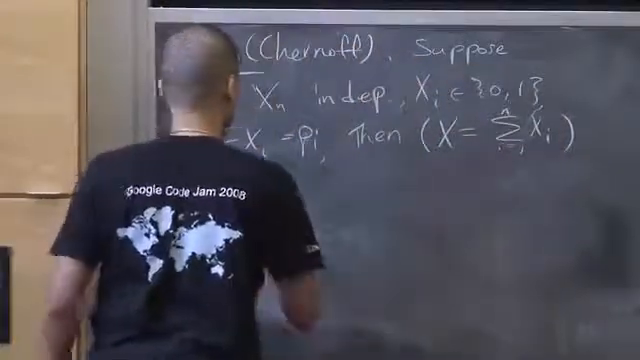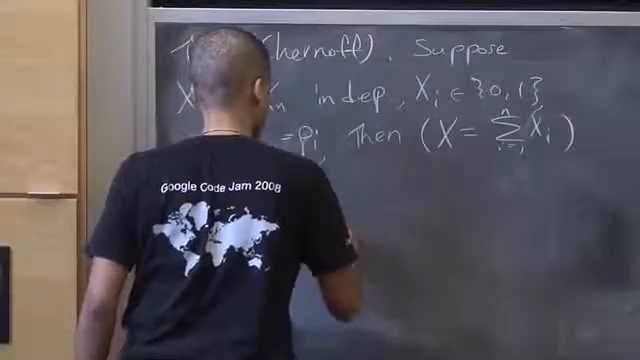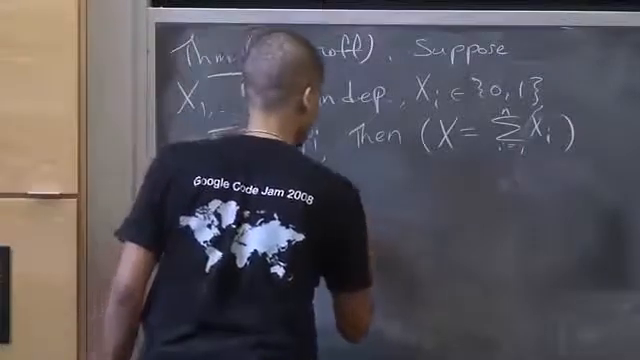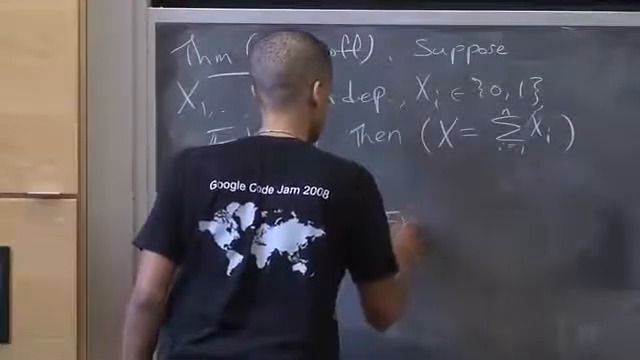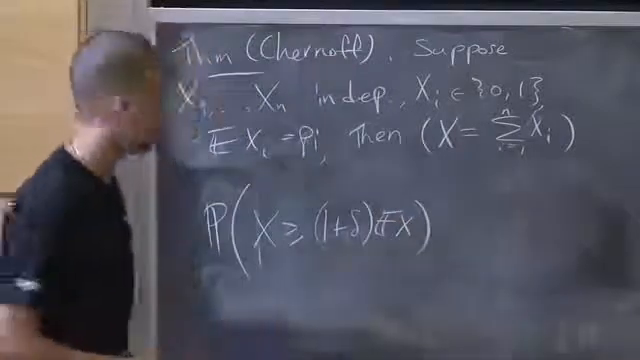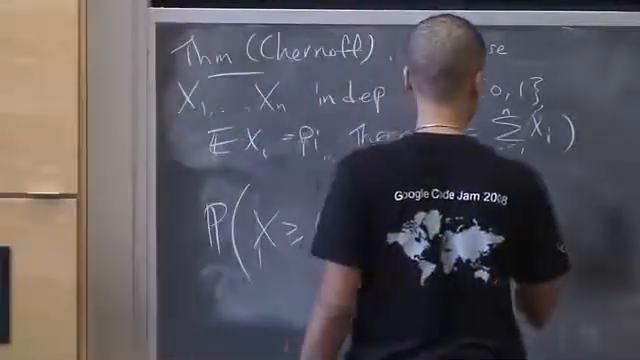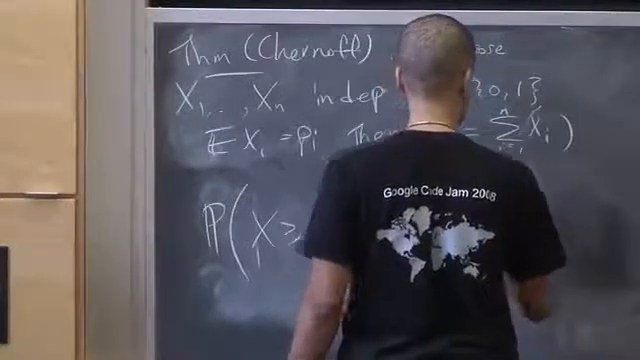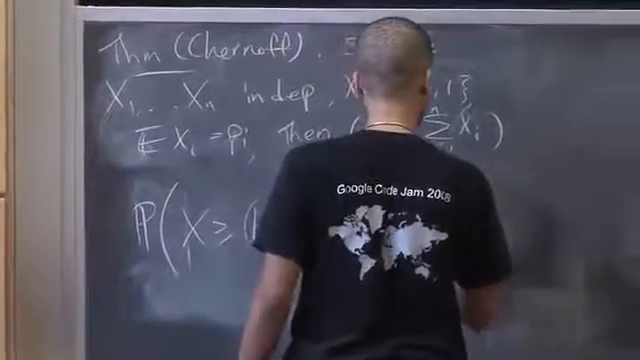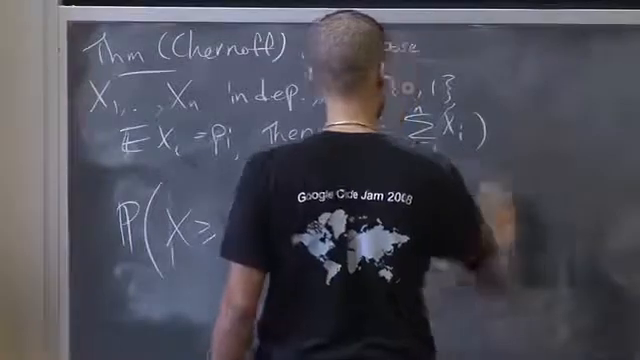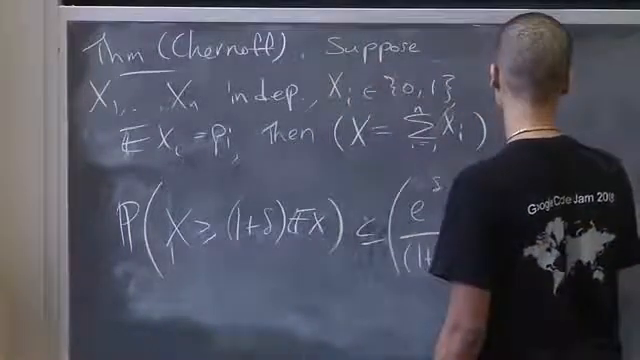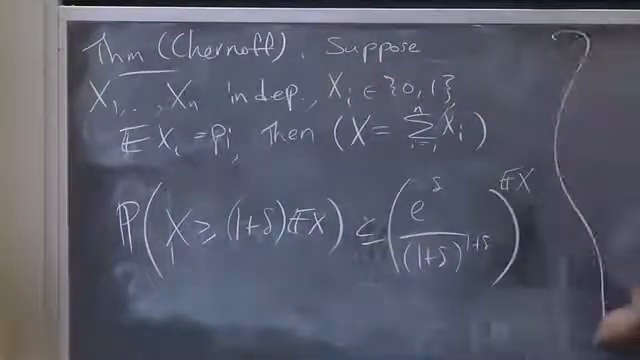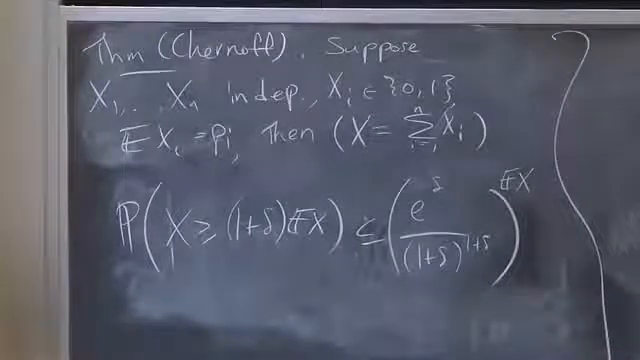the probability that x is bigger than 1 plus delta times its expectation is at most e to the delta over 1 plus delta to the 1 plus delta, to the expectation of x. Okay.